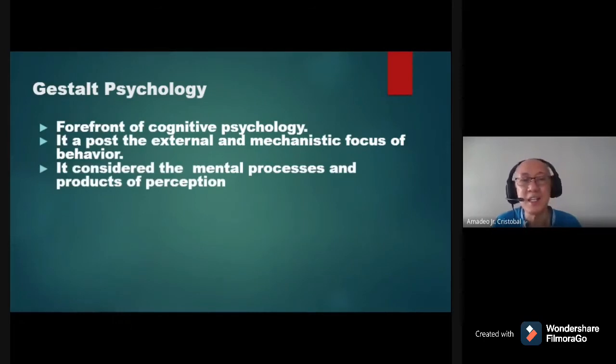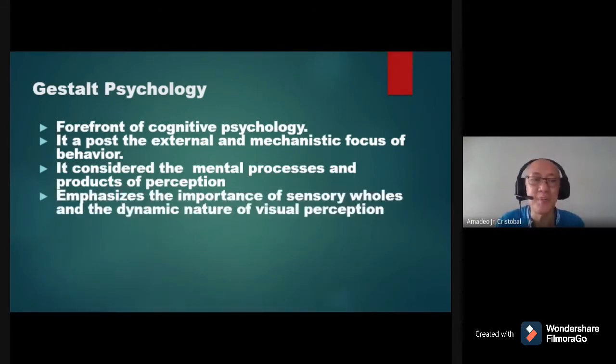Then it considered the mental processes and the products of perception. So there are two important terms that you have to remember in terms of Gestalt psychology. We have mental processes: how our minds process, analyze, synthesize, and imagine things. We call them mental processes. And when they understand something, receive something, or comprehend something, the effects of those are what we call the products of perception.